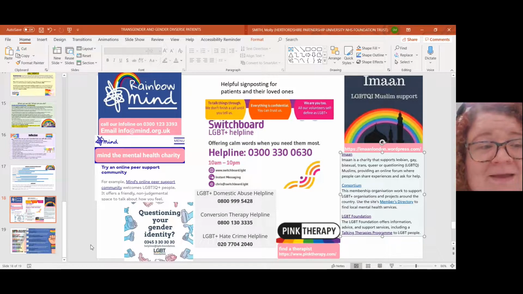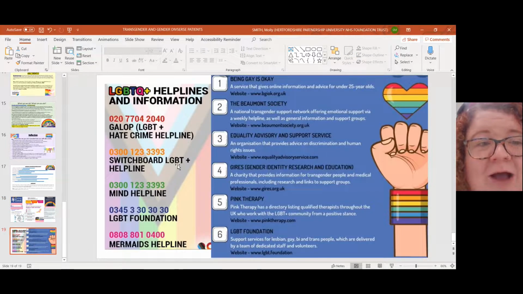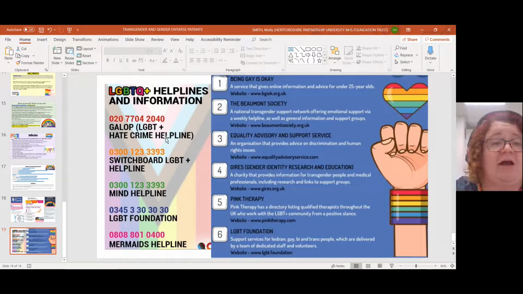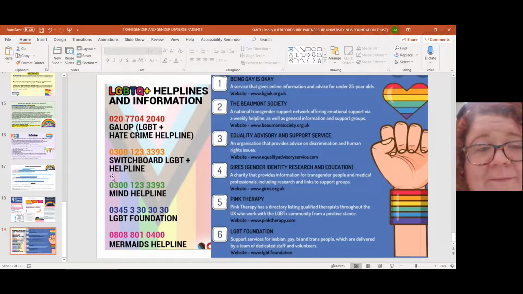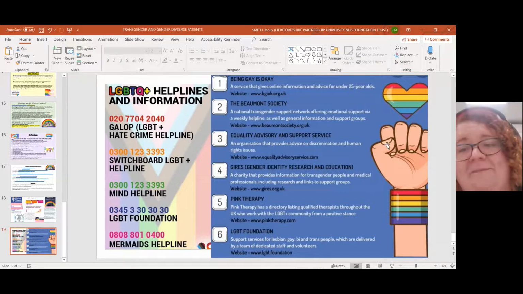Just to finish up, we've got some more helplines here. Galop is very helpful for hate crime. Switchboard we've talked about. Mind, the helpline. Mermaids is quite a useful service too. There's some other websites you might want to check out too. The Varta Society I hear lots of good things about. That seems to be quite popular. Please do check these out. If you yourself are LGBTQ+, or if you want some signposting and places for your patients to go to get help, I would recommend you start having a look at these, but do find out what's available for you locally as well, because there's some amazing stuff out there.